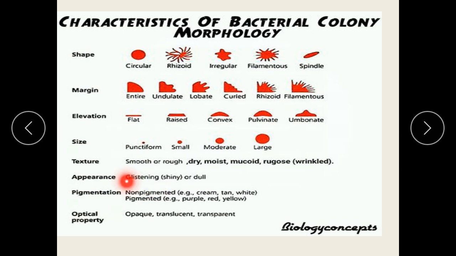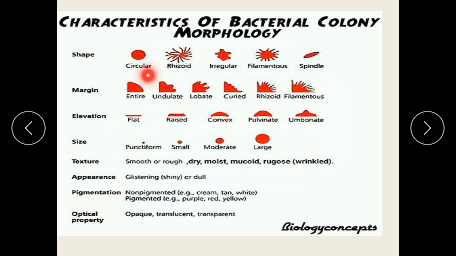Then appearance, that is glistening, shining or dull, and pigmentation, that is non-pigmented, cream color, tan color or white color colony, or if pigment is there then purple, red or yellow colony. An optical property is either opaque, translucent or transparent. So your colony may have one of the shapes, one of the margins, one of the elevations, one of the sizes, one of the textures, one of the appearances, pigmentations and optical properties. Based on all these characteristics, partial identification of the microorganism is carried out.